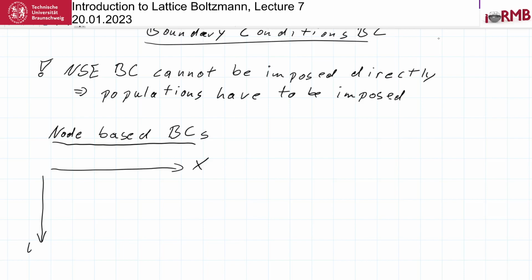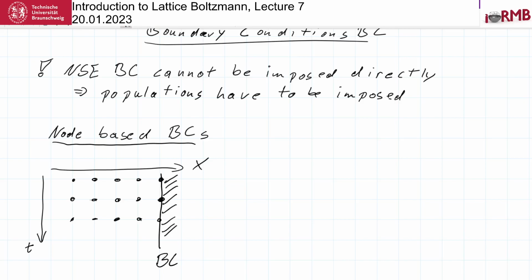We have x here and t here, and these are now our lattice nodes. I should probably have drawn it with a bigger spacing, but okay. Next time I draw it with a bigger spacing. So say here's our boundary. So what I want to indicate here is that the boundary is on the node.